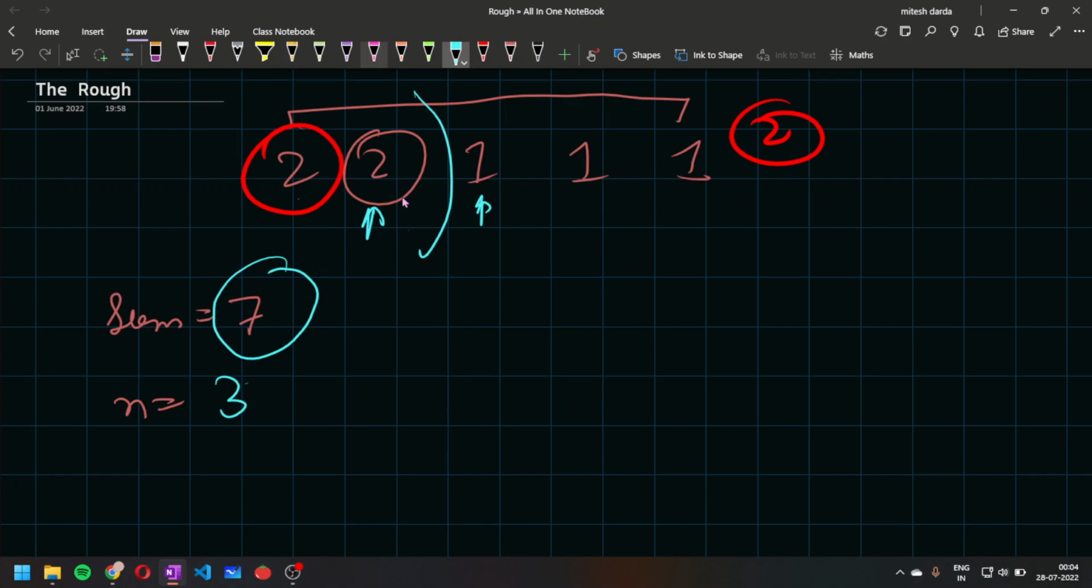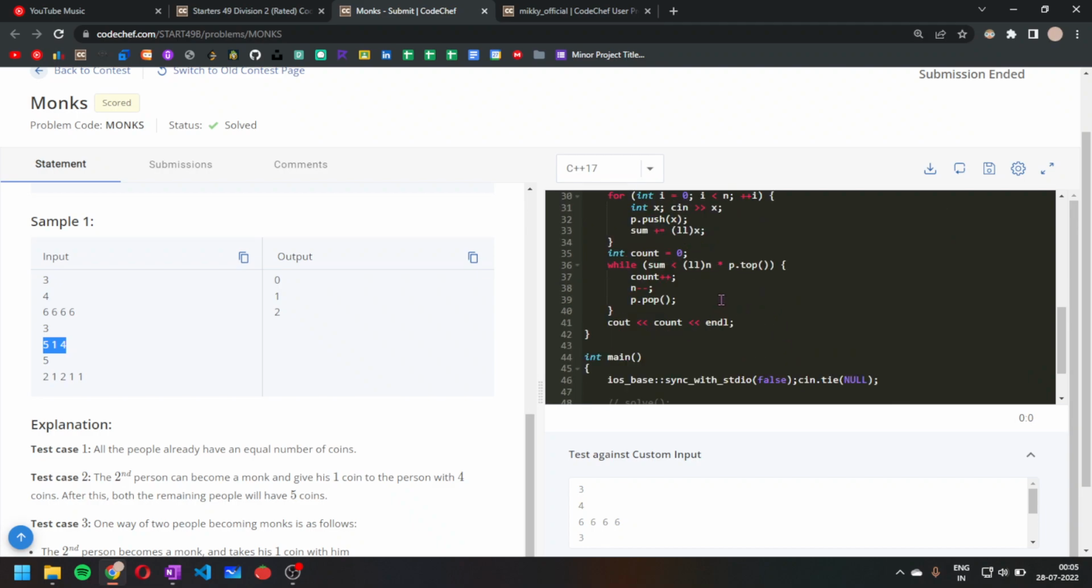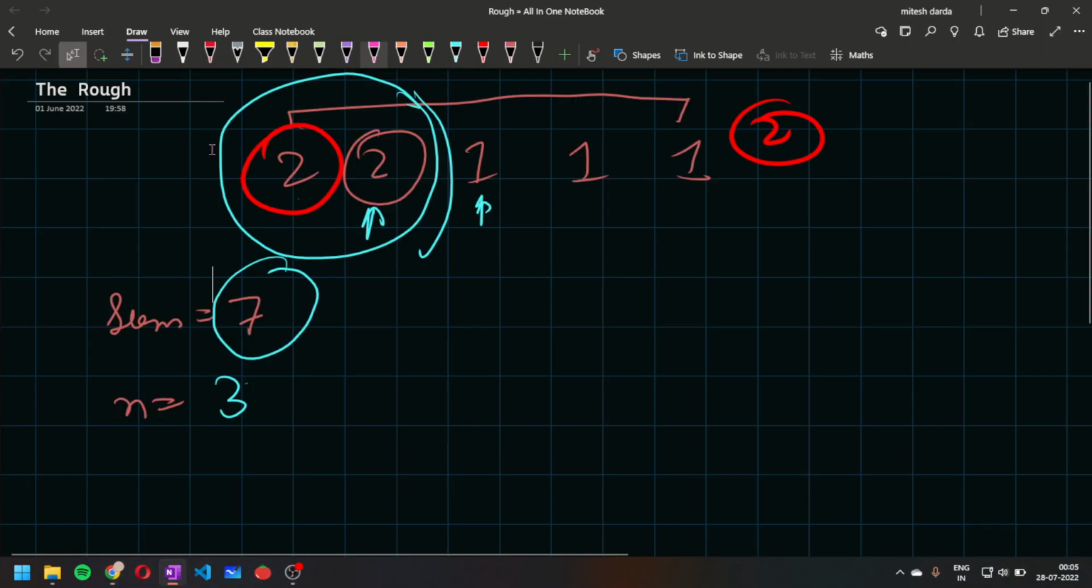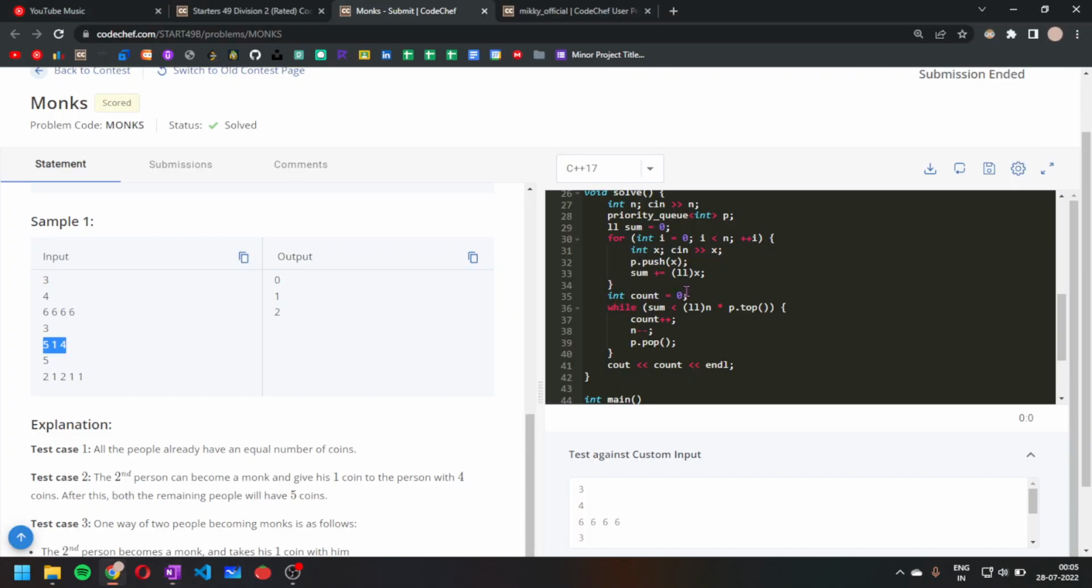So the sum is 7, which means we have 4 extra coins. With these 4 extra coins, we only need to distribute 3 coins here. Either we can distribute the 3 coins, or we can distribute no coins. This is our choice because we have these 4 extra coins. It is as simple as that. We just have to find out how many times we have to remove persons.